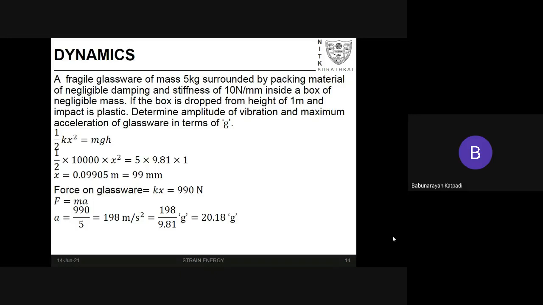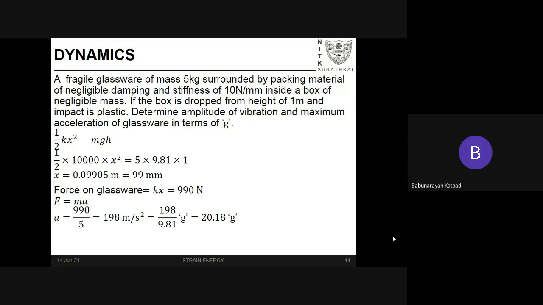The mass of the glassware is 5 kg. The stiffness of the packing material is 10 newton per millimeter. This glassware is surrounded by this packing material. The whole thing is inside a box. When somebody drops this box from a height of 1 meter, the impact is plastic. The question is, what is going to be the amplitude of vibration? Amplitude is the extent to which the glassware moves, and the maximum acceleration of the glassware in terms of acceleration due to gravity.